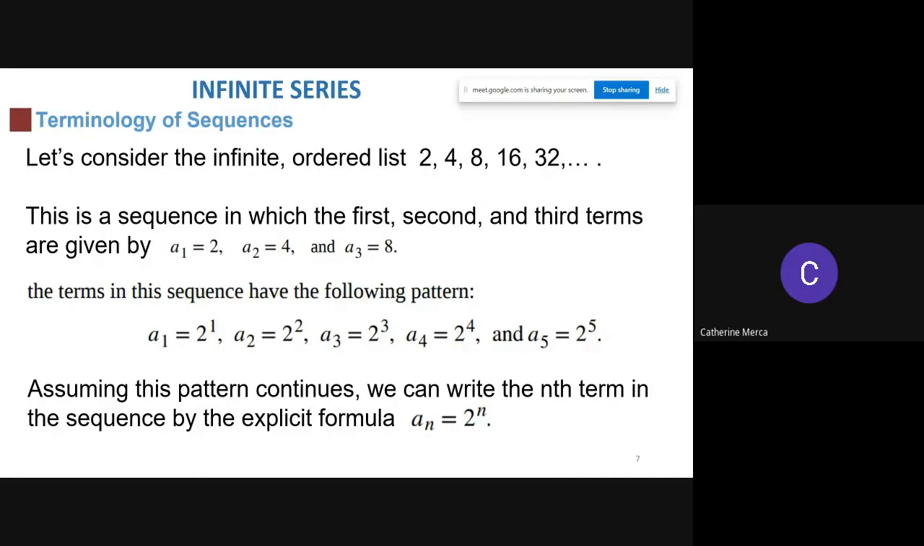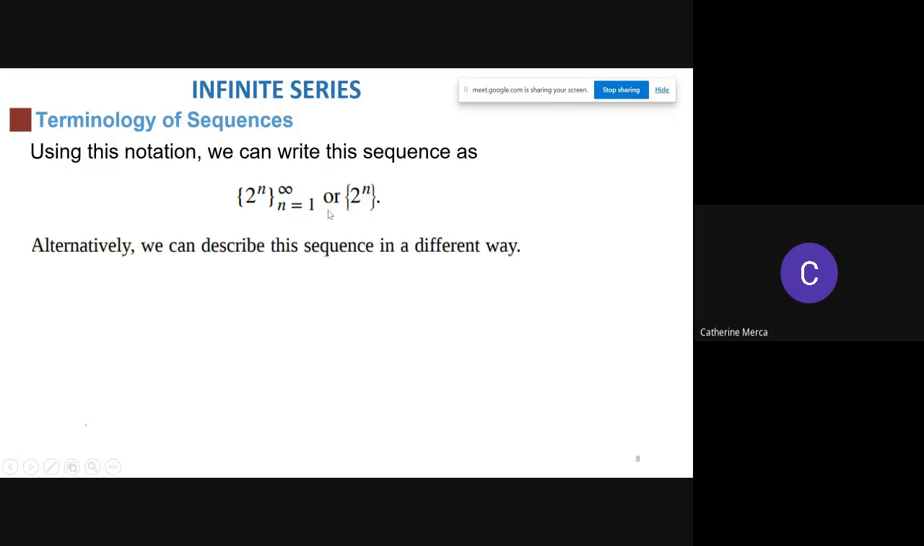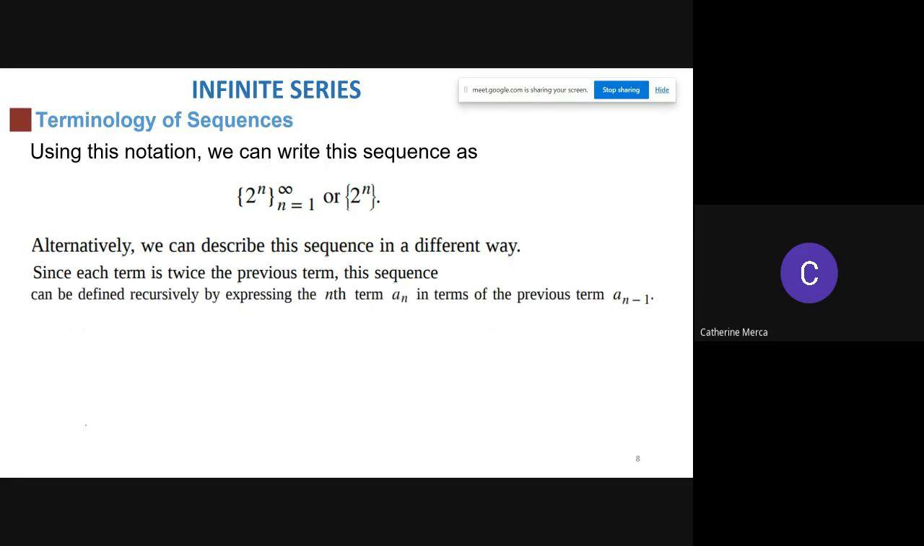Okay, good. So we now have another notation here, which is 2 to the n. This one is the other notation. You enclose it in braces. That's another notation that we have. So you can actually describe this sequence in a different way, and we call that your recursive way of expressing the nth term a sub n. So you make use of the previous term, which is a sub n minus 1.